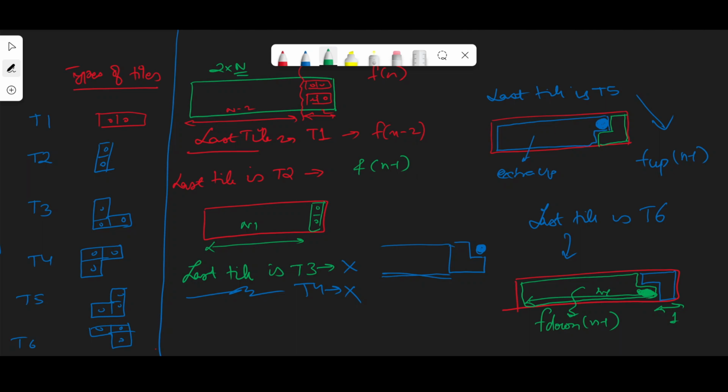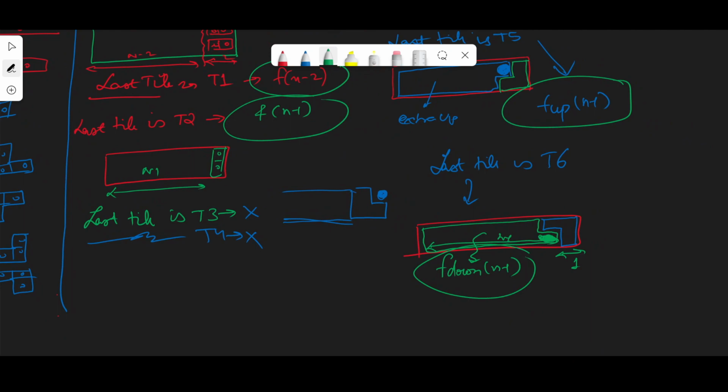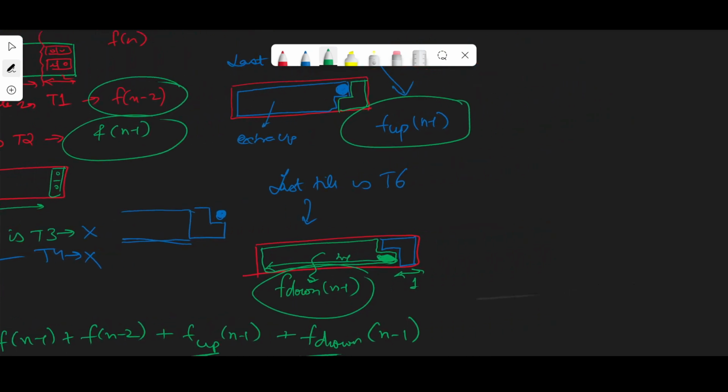So basically, out of the six, there are four tiles which are possible, and they give these many different variations. So essentially, what we can say is F of n equals F of n minus 1 plus F of n minus 2 plus F up of n minus 1 plus F down of n minus 1. Now let's try and build some relationship between this F up and F down as well.